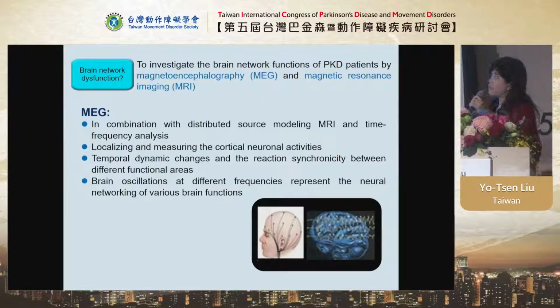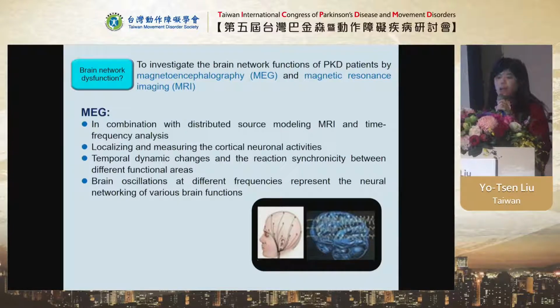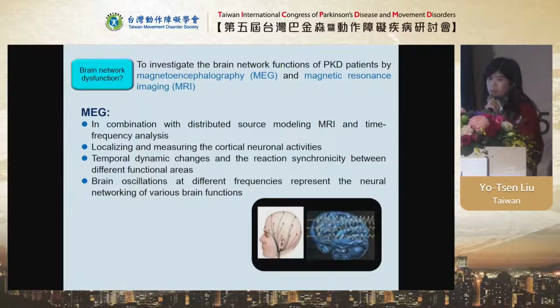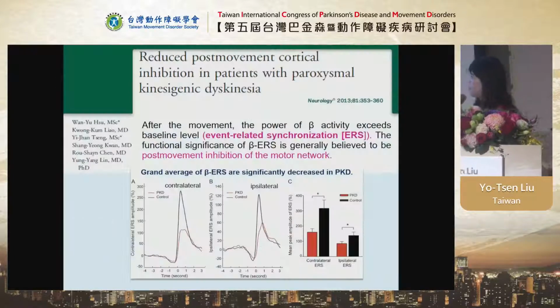We use the MEG, magnetoencephalography, together with MRI, so that we can localize and measure the function of the neurons in different brain regions. Also, we can take advantage to detect the temporal dynamic change and to compare the synchronizing function of different regions. So the work is collaborated with Dr. Furong Xiao at the National Yangming University.